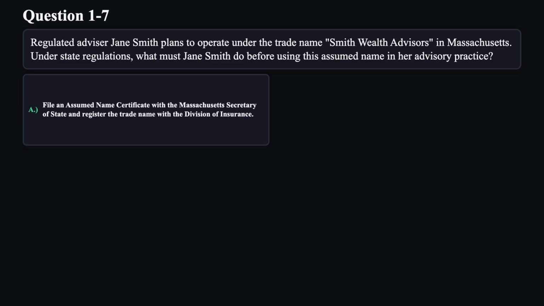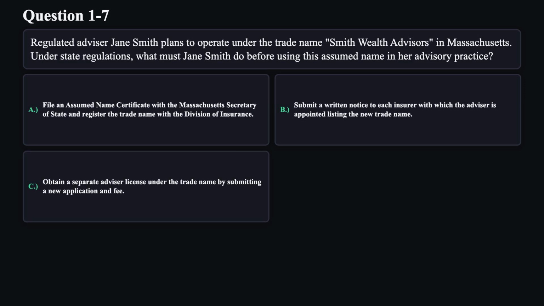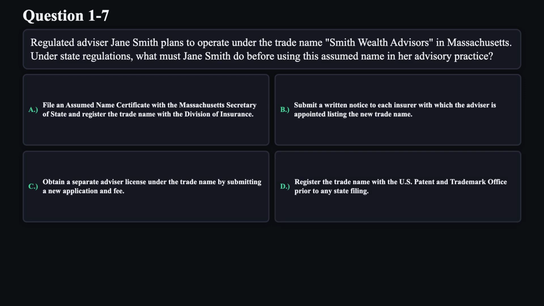A. File an assumed name certificate with the Massachusetts Secretary of State and register the trade name with the Division of Insurance. B. Submit a written notice to each insurer with which the advisor is appointed listing the new trade name. C. Obtain a separate advisor license under the trade name by submitting a new application and fee. D. Register the trade name with the U.S. Patent and Trademark Office prior to any state filing.